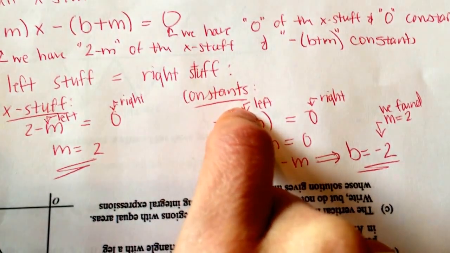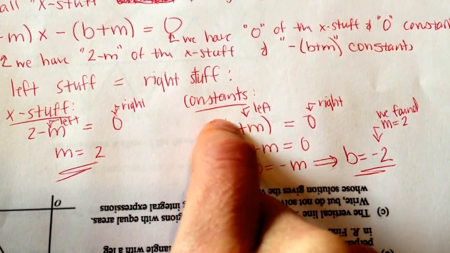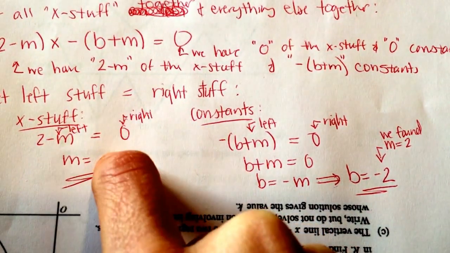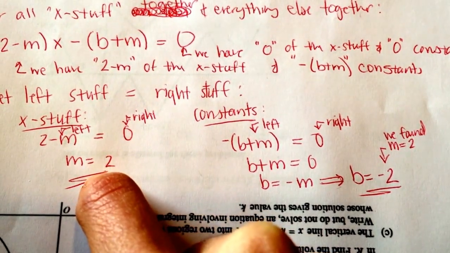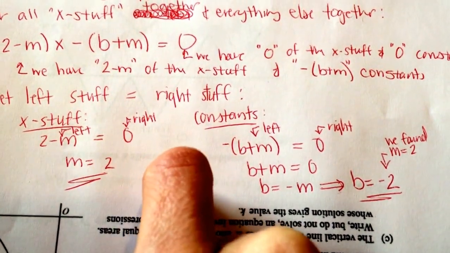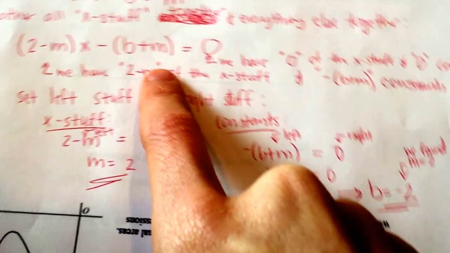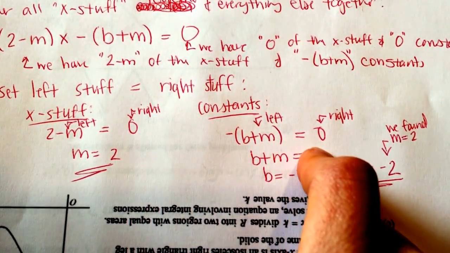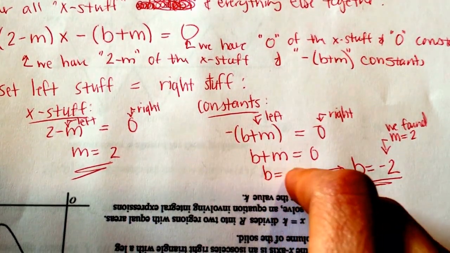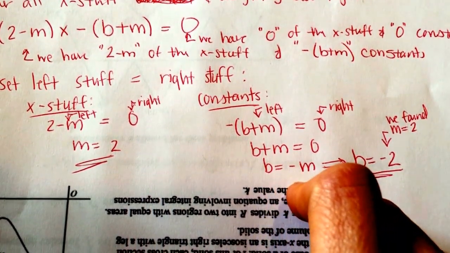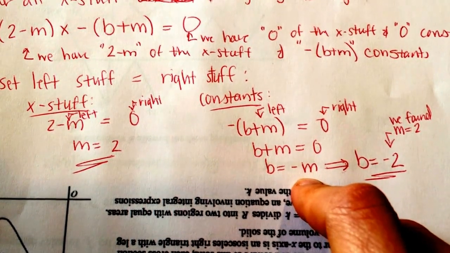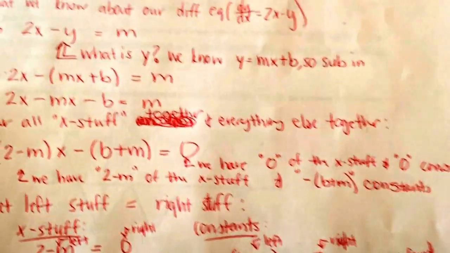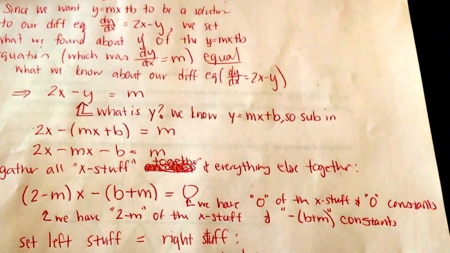Now this problem is pretty easy because everything is 0 on the right. So the x stuff was that 2 minus m, so let that 2 minus m equal 0, and you would get m equals 2. And then look at the constant stuff. On the left, we had this negative b plus m, and the right again was 0. So you know that b plus m must be equal to 0, so b must equal negative m. You already found that m was 2 over here, so b is just negative 2. And that's how you solve that problem.